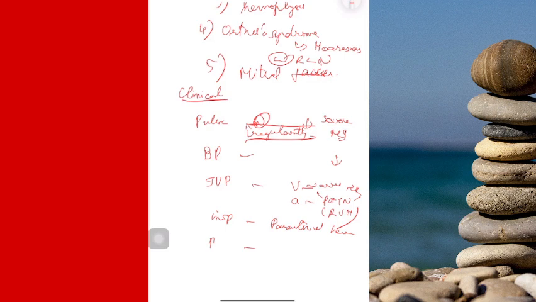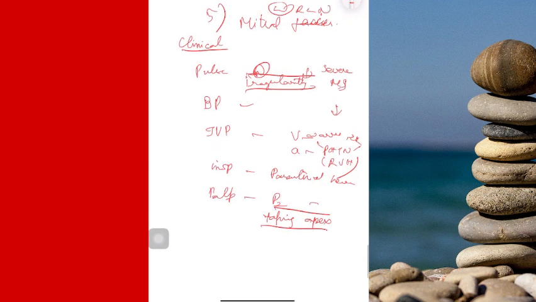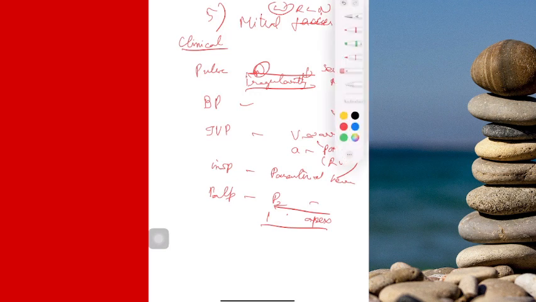On palpation, P2 may become palpable. The apex will be tapping. Normal apex is also tapping. In mitral stenosis also you will have a tapping apex. But always remember, the apex will not be displaced in case of mitral stenosis. Okay, so S1 is always loud.